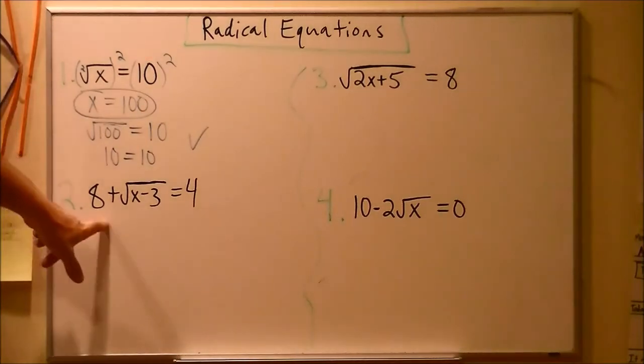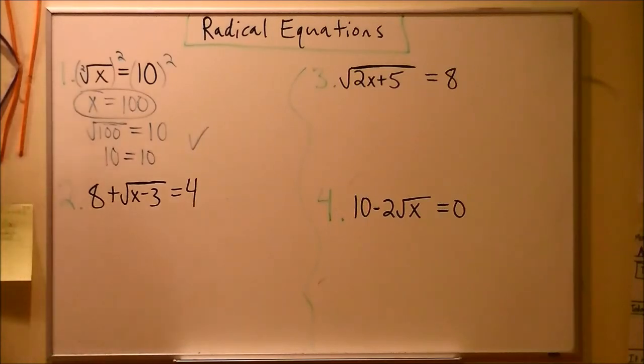Okay, number 2. 8 plus the square root of x minus 3. Well, this is kind of cool. Now we have a number attached by addition or subtraction underneath the square root symbol with the x. We haven't done that yet. 8 plus the square root of x minus 3 equals 4. How do I solve this?